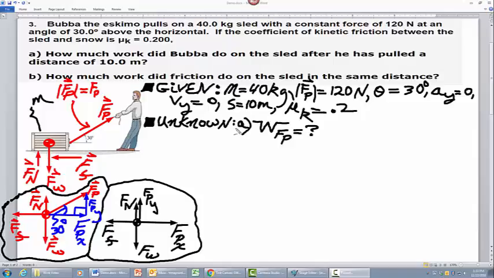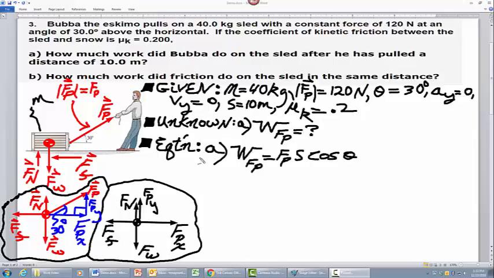The unknown. For part A, we would like to know the work by Bubba on the sled after he's pulled it a distance of 10 meters. Bubba is exerting this pull, so we need the work by the pulling force F sub p. The equation for part A. Since the pulling force is not along the direction of the displacement, our equation for work is magnitude of the force doing the work times the displacement magnitude times the cosine of theta, where theta is the angle between the force vector and the displacement vector.